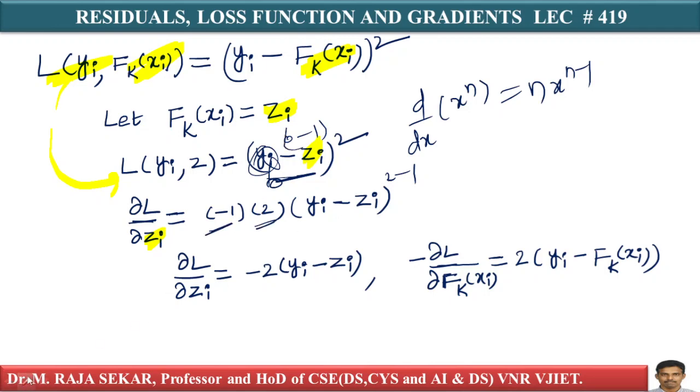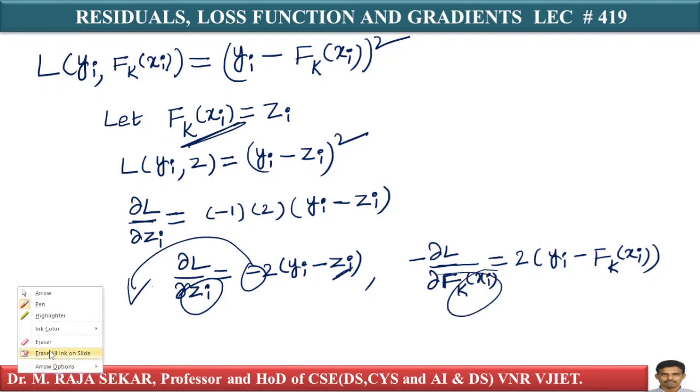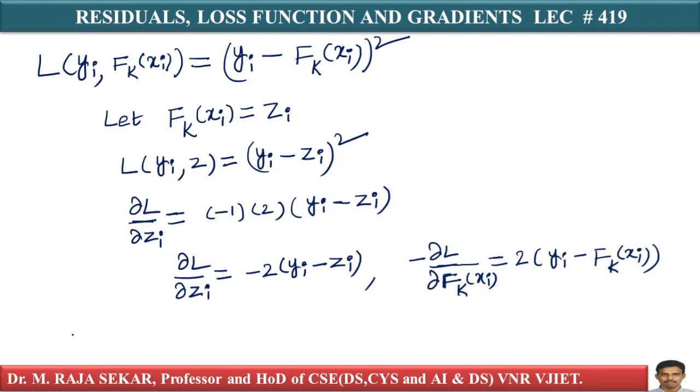This is dou L by dou zi. You are getting minus 2 into (yi minus zi). I can take this minus here: minus dou L by dou zi, where zi is fk of xi, equal to 2 into (yi minus zi). Zi is basically fk of xi, isn't it? So yi minus fk xi is my residual. It's my error, isn't it?